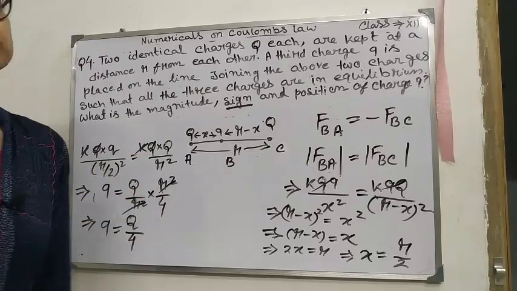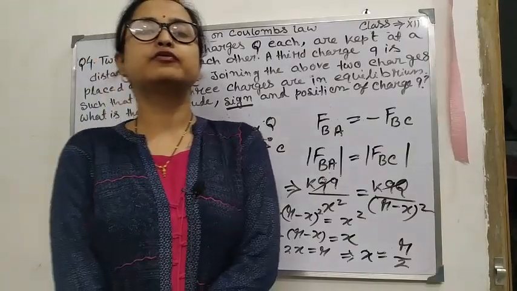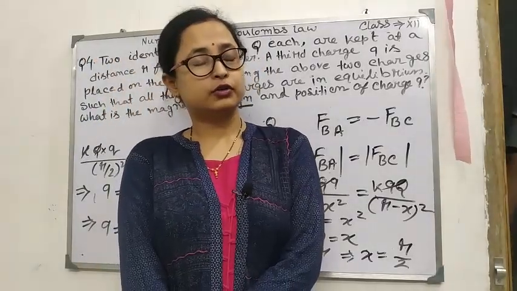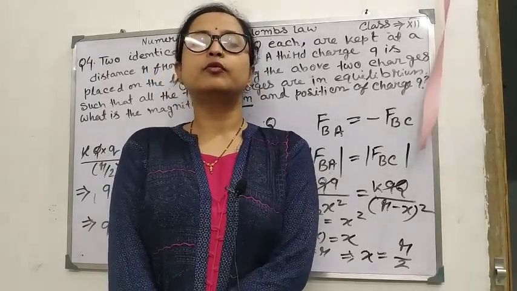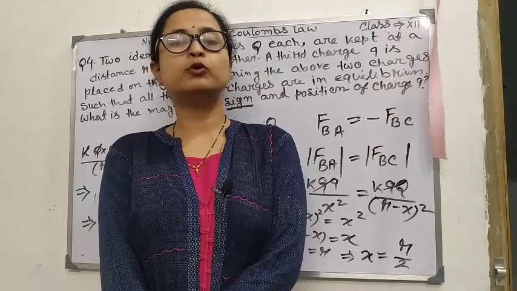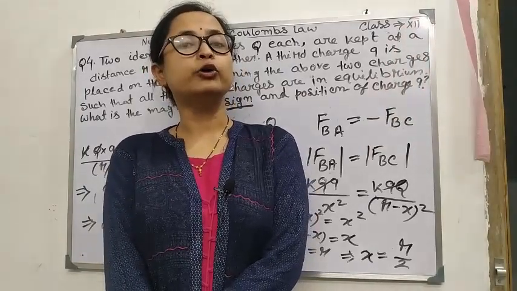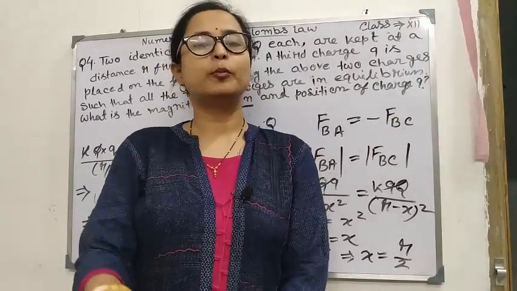You can take a screenshot of this. These are some types of numerical from Coulomb's law. I suggest you solve all the numericals from your textbook, whatever textbook you have. If you have any doubt, you can ask me in the comment section below.